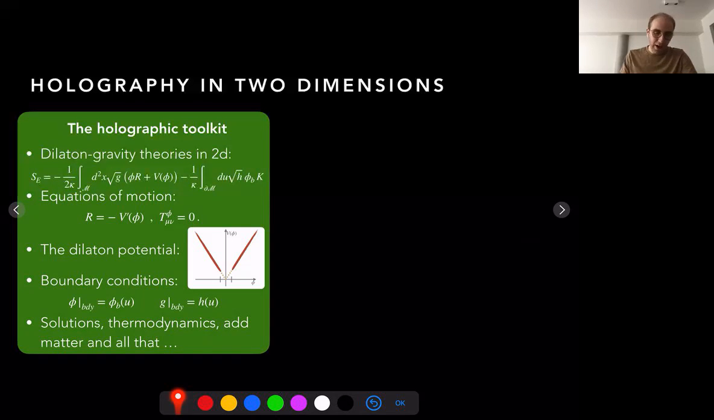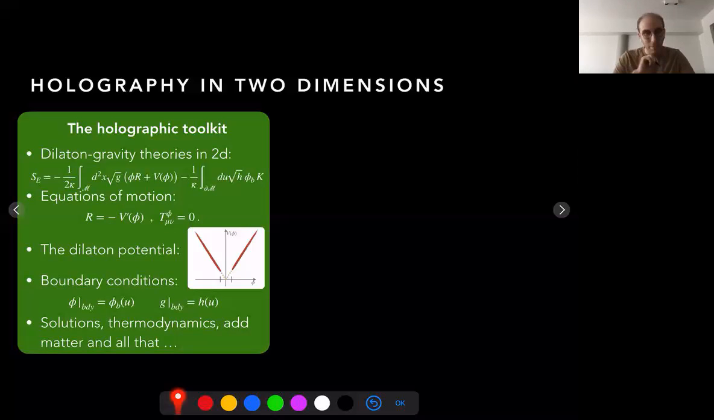And when B of phi is equal to plus 2 phi, this is the JT theory that Joaquin was describing later. The equations of motion for this action can be given for any potential. So R will be equal to minus B prime of phi, and there will be an equation for the dilaton that I summarize in T mu nu equal to 0.